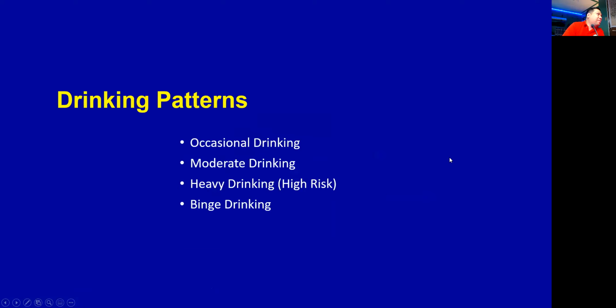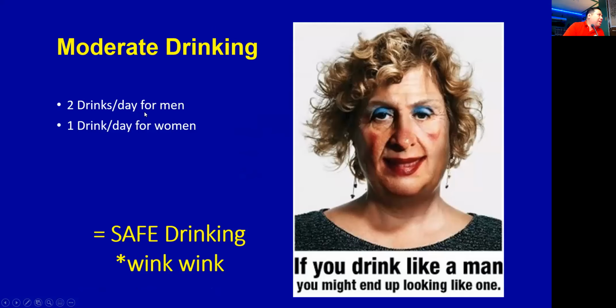Okay, so what are the different patterns of drinking? There's occasional drinking, moderate drinking, heavy drinking, and binge drinking. So what's considered as moderate drinking? It's 2 drinks a day for men and a drink a day for women.